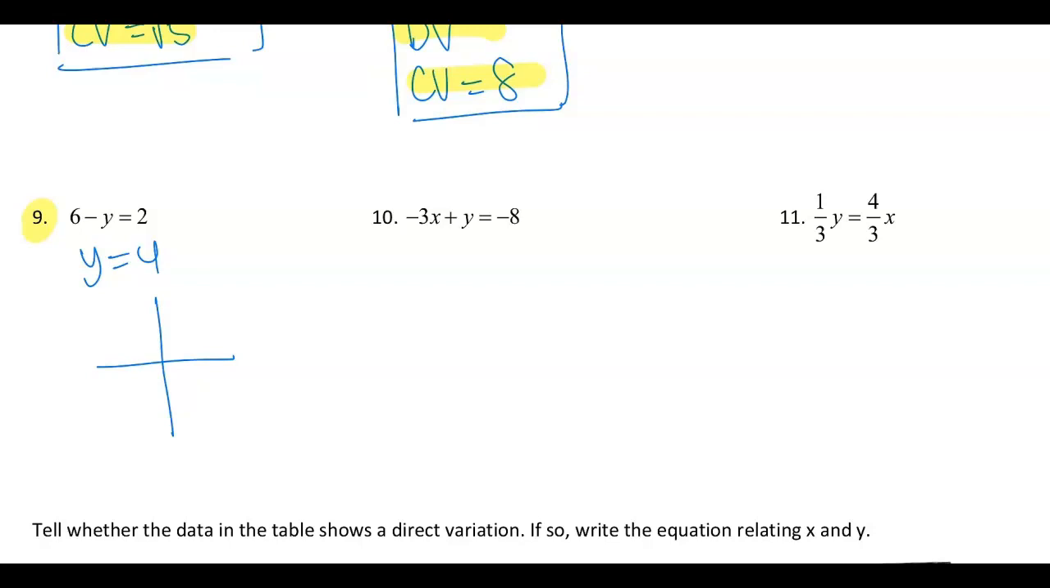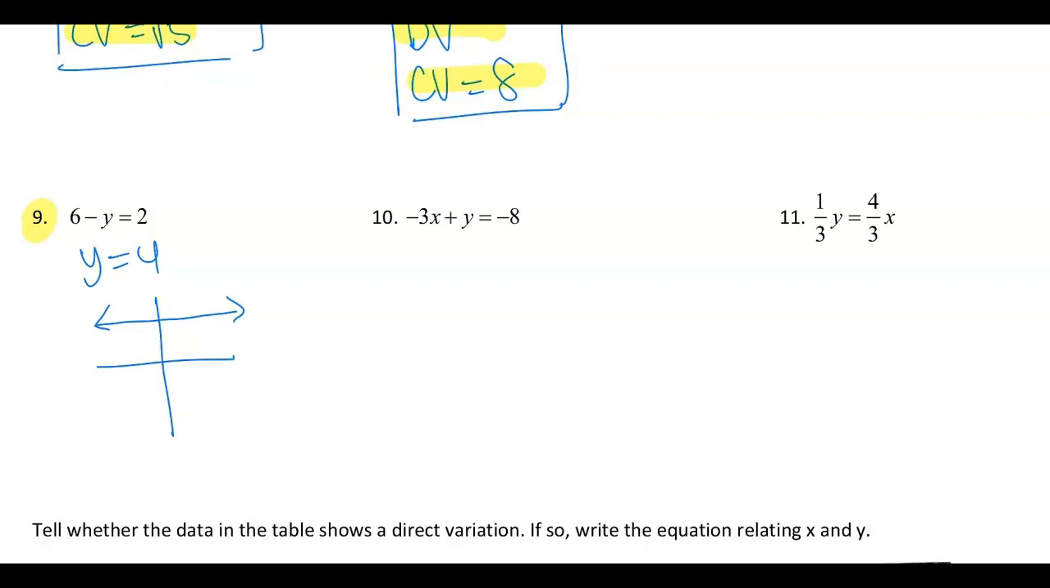Is that horizontal or vertical? Horizontal. So it would be a horizontal line going through 4. That would be y equals 4. So for this question, it's not going through the origin, and it really doesn't have a slope. What type of slope is this, though? Not undefined. Zero. This is a zero slope.